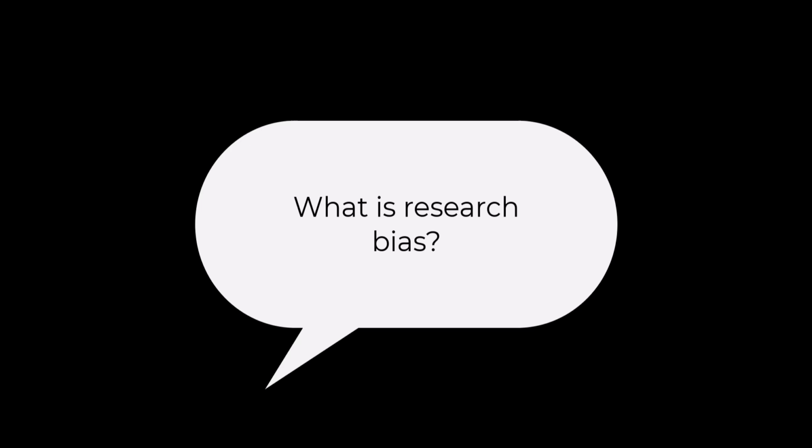What is research bias? Although the scientific method can help us see the world more accurately, it's also important to recognize that the process is imperfect. That is, every study has strengths and weaknesses, and every study is prone to one or more types of research bias, which can come from a variety of sources.